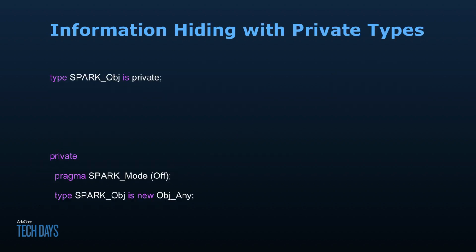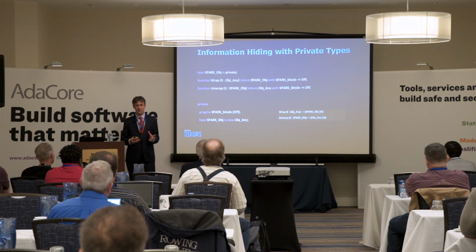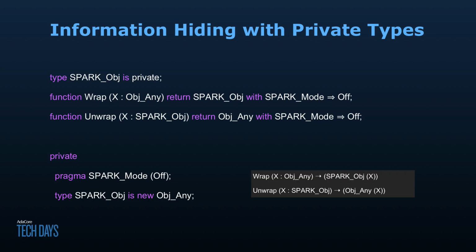So we say, for example, that a Spark object is private, and then in the private part of our package, we say what this actually is: a renaming of object any, which is some class-wide access type to the object that we want to reference. Then we provide functions wrap and unwrap. We turn Spark mode off for this, so Spark is not allowed to call these functions, but the full Ada code can. And this provides the means to put one of these object any's into the Spark compatible type and to take it back out again.